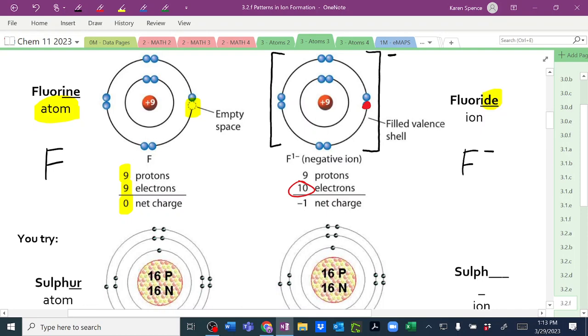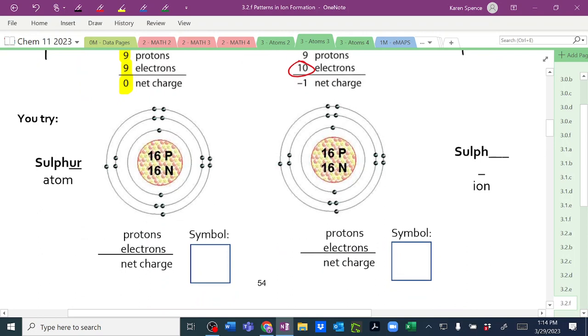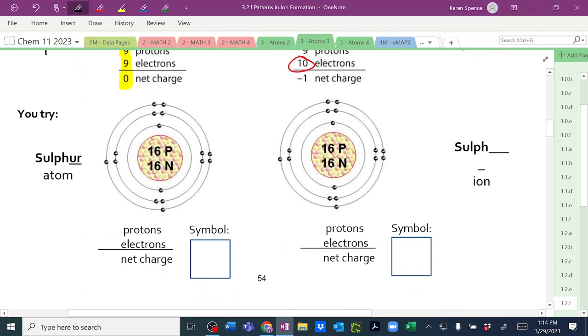And if we were in grade 9, we would spend some time with you thinking about it, but we're just going to barrel on through this. Here is sulfur. Sulfur has 16 protons, and its atom has 16 electrons for a net charge of 0, and its symbol is S. And you'll notice in the outer shell there is a gap right here with no electron in it, and a gap right here with no electron in it.